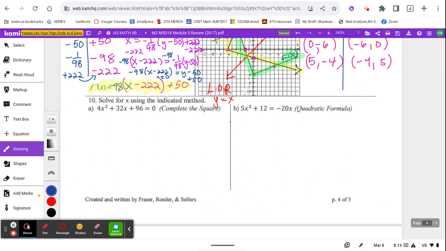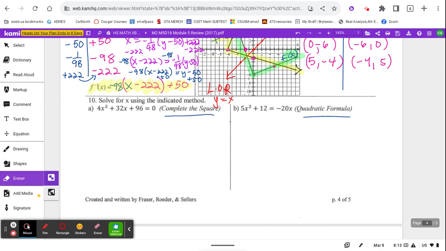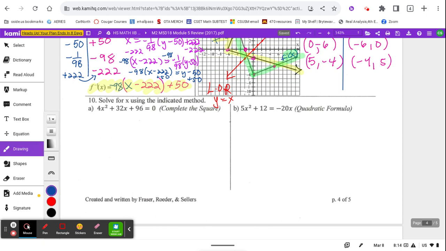Okay, the final review topic coming up is when we want you to demonstrate completing the square and quadratic formula still for solving quadratics. So the first one, as always, I'm going to move that x to the left. Here I'm going to divide out the 4 coefficient so I can complete one square at a time. So 4 goes into 4, leaves me x squared. 4 goes into 32, leaves me an 8x in the middle. And then we bump that 96 over, making space.